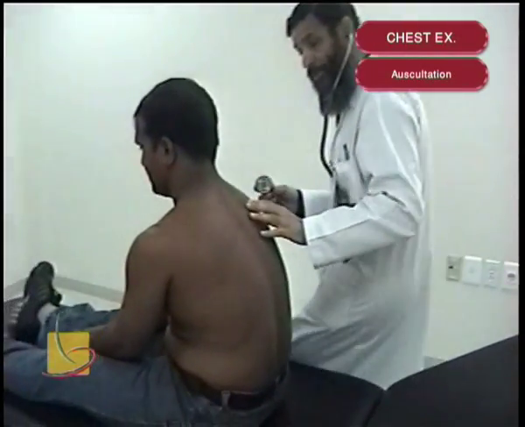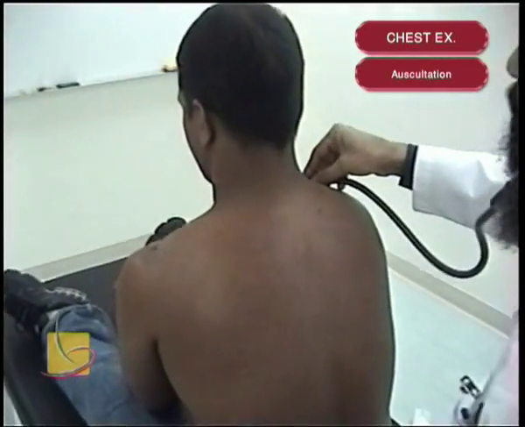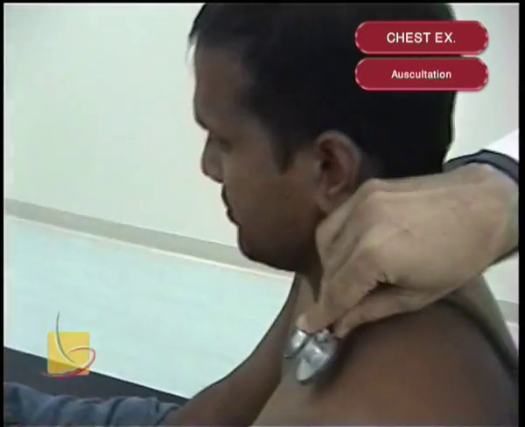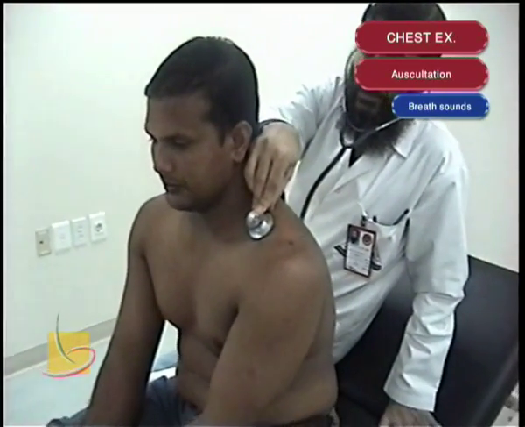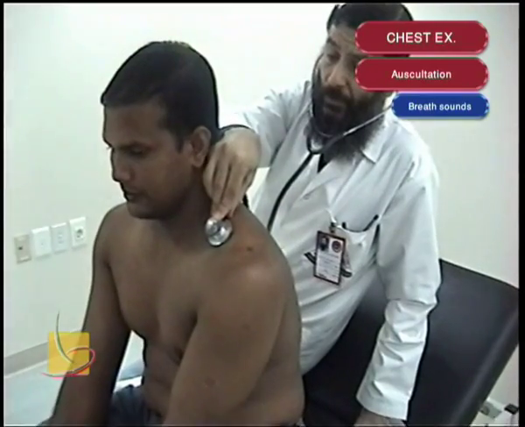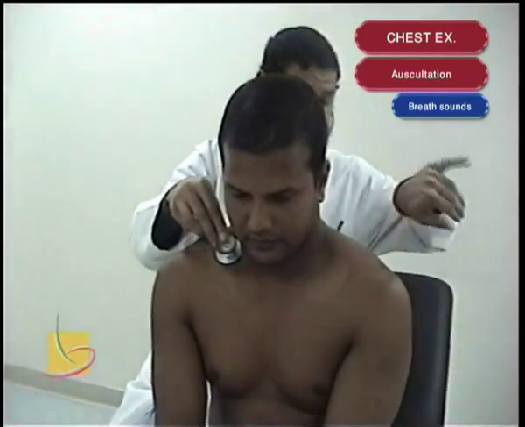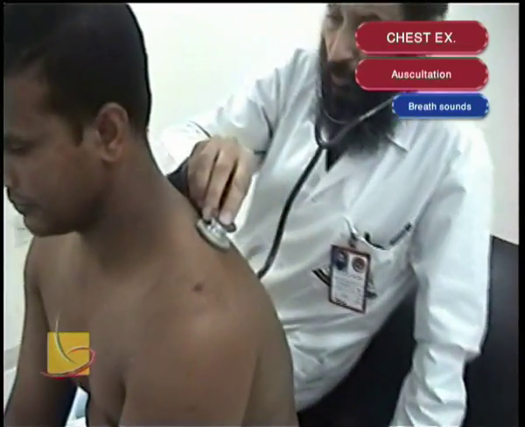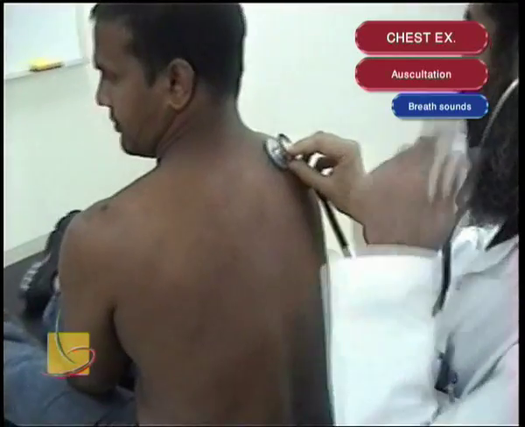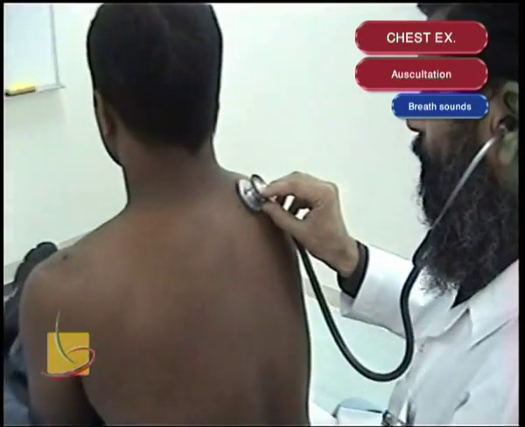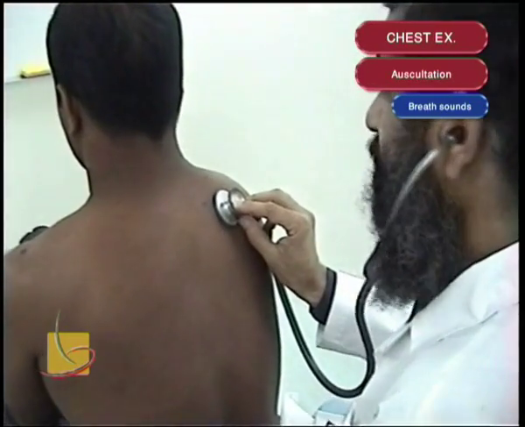You auscultate in a systematic way. That is to say, if you are asked to auscultate the back, then start by the apex. Ask the patient to take a deep breath. Take a deep breath, please. In and out. Again. And compare with the other side. And then you move to the back. Always listen at the breath sound. Normally, when a patient breathes, we will be able to hear the so-called vesicular breathing.